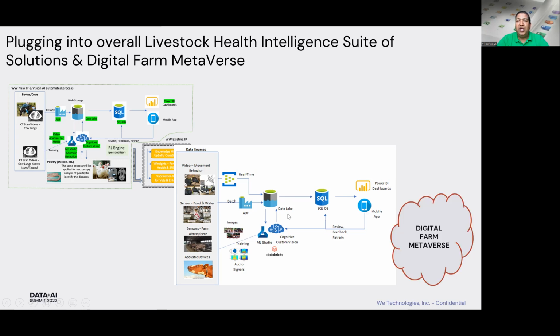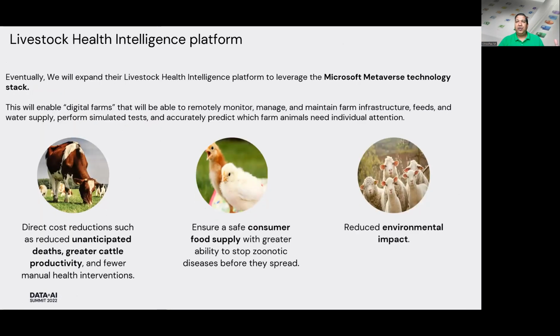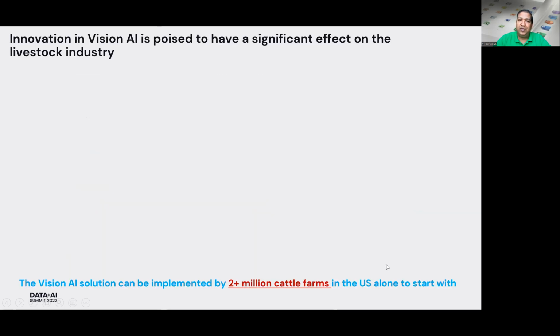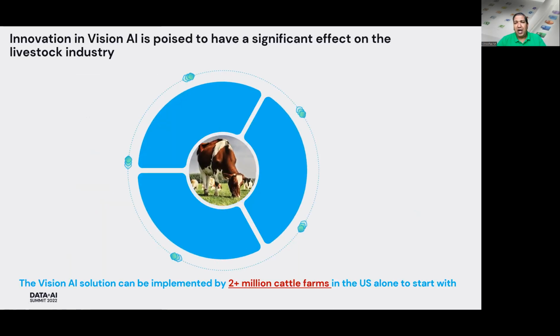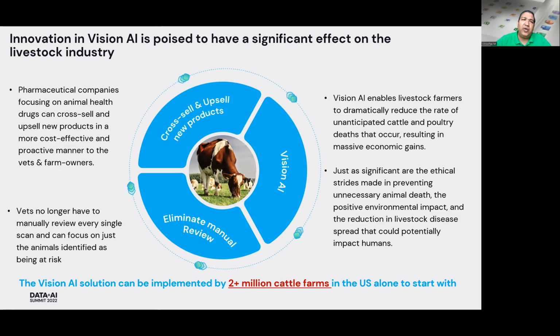So when you combine these two things together, they plug like building blocks into the digital farm metaverse, which will help farmers across the board, making great solutions possible, great decisions possible, and good cross-sell and upsell possible. This is the vision of using the Microsoft Metaverse technology stack, adding all of the app portions, the data portions, the AI pieces, all the innovation that can be brought together to reduce unanticipated deaths, to improve cattle productivity, to ensure a safe consumer food supply, and to ensure a reduced environmental impact. So this is the last part of the presentation. I'm just summarizing everything together.